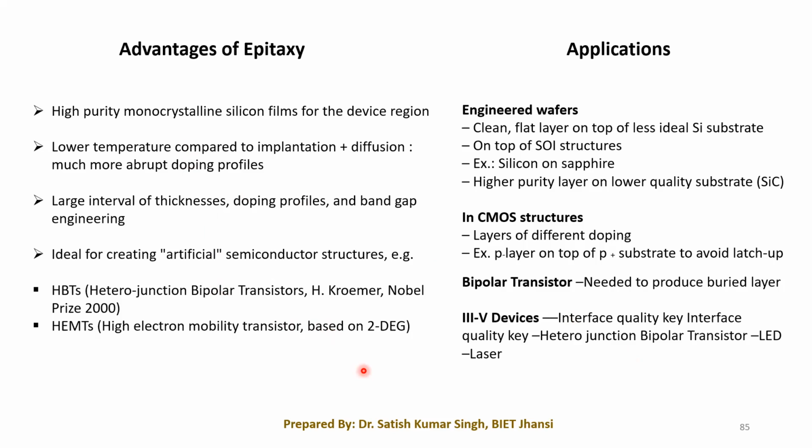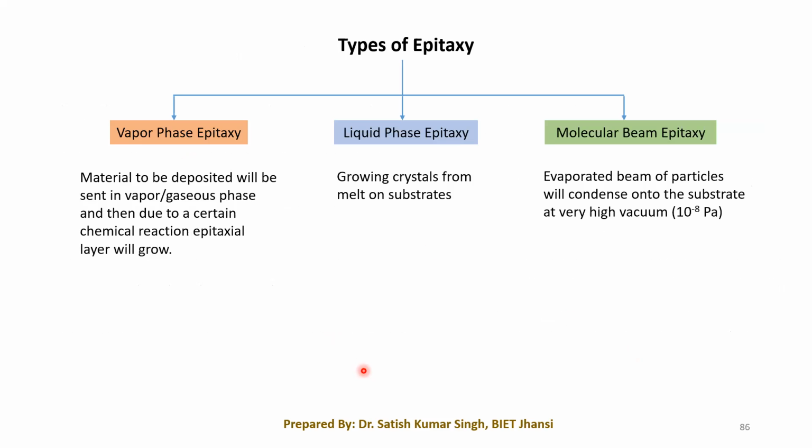Now we have to see another classification of epitaxy. As you saw in the last classification, I had also written "types" there. Here again, I have written types of epitaxy. In the last classification, the classification was based on the material: what the substrate material is and what the epitaxial layer material is. If both are the same, then it is called homoepitaxy. If both are different, then it is called heteroepitaxy.